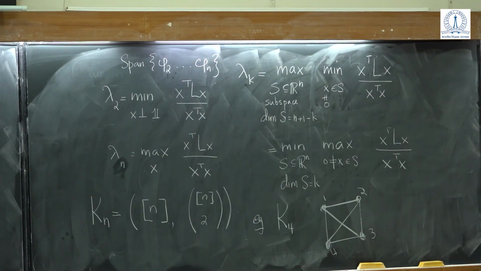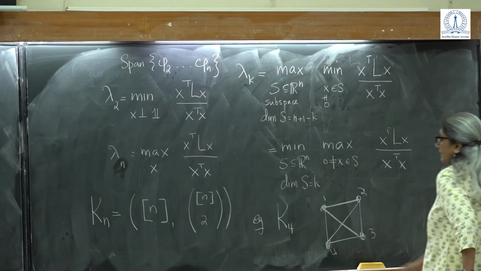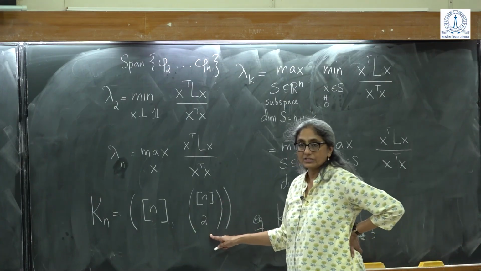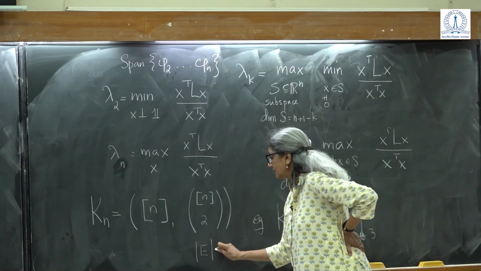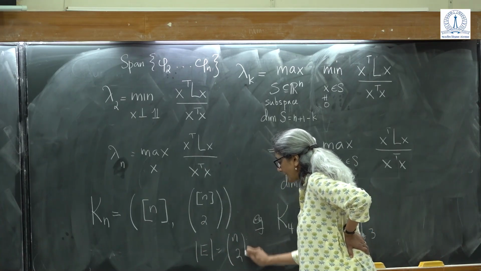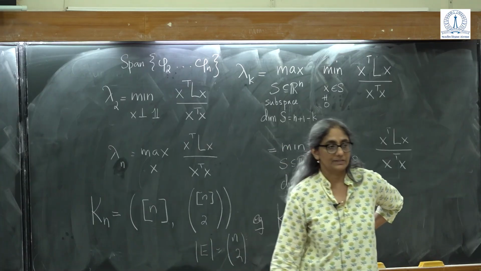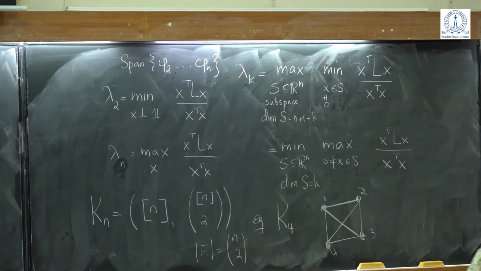In general, you have a complete graph on n vertices, right? So it'll have n choose 2 edges. That means the number of edges is n choose 2. So that's the biggest graph that you can have on n vertices. Okay, so for that one, you have to first write down the Laplacian.